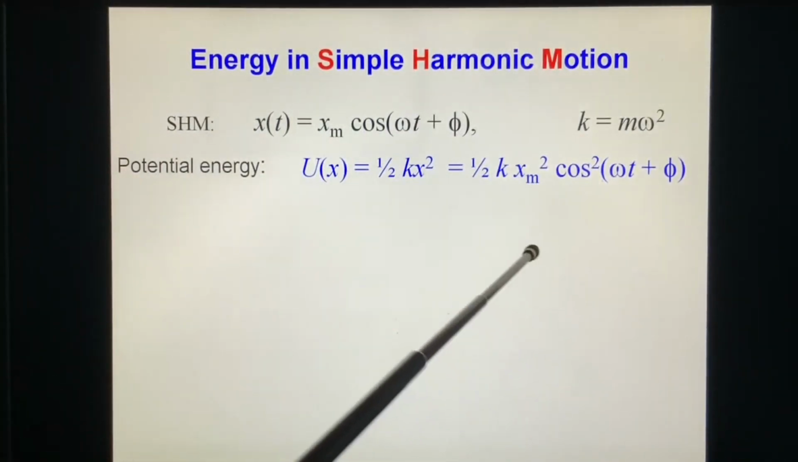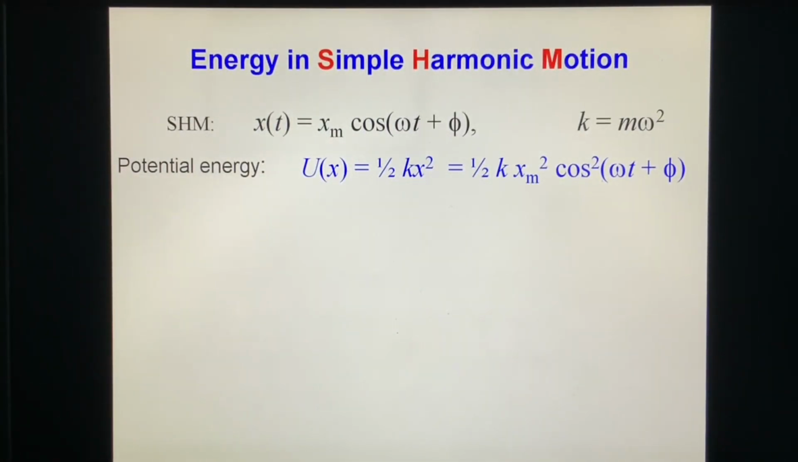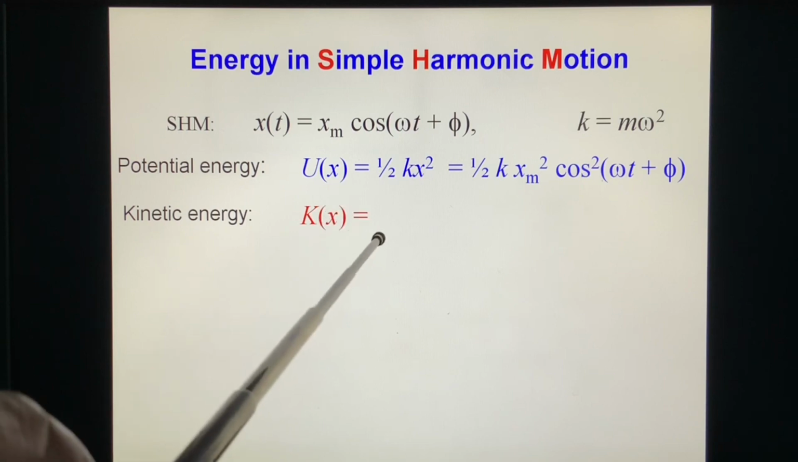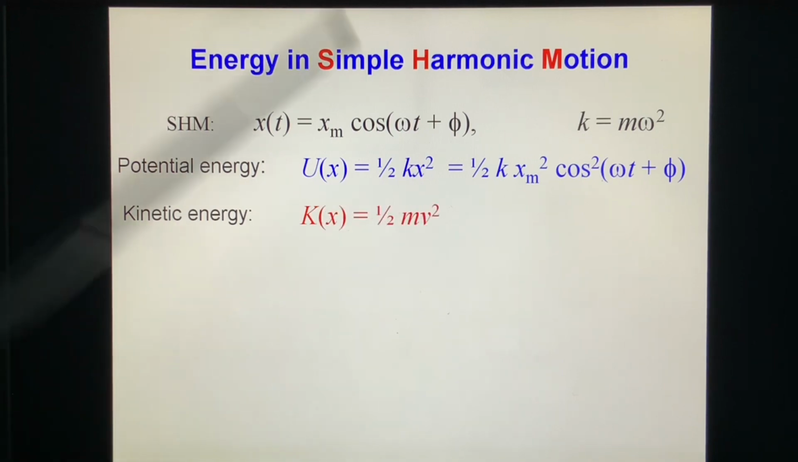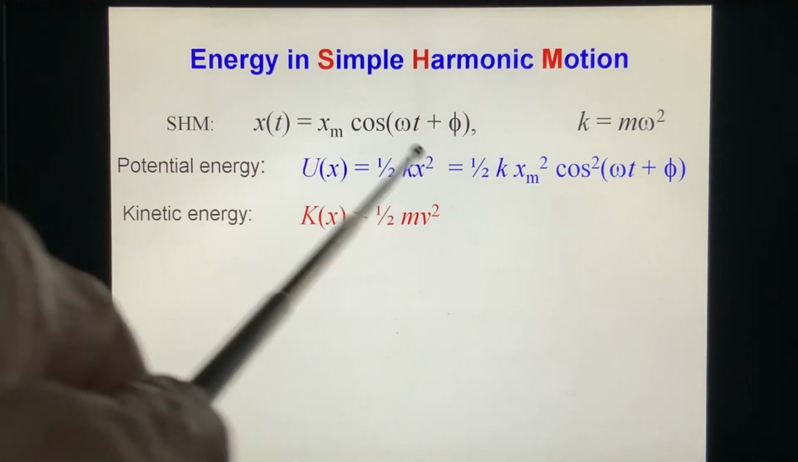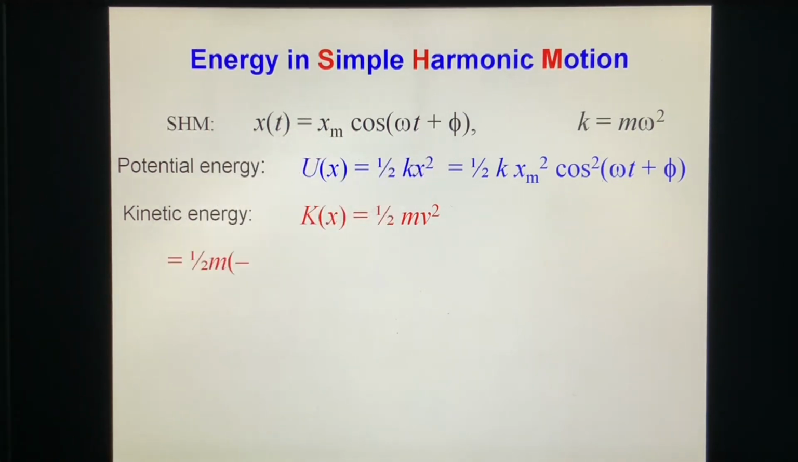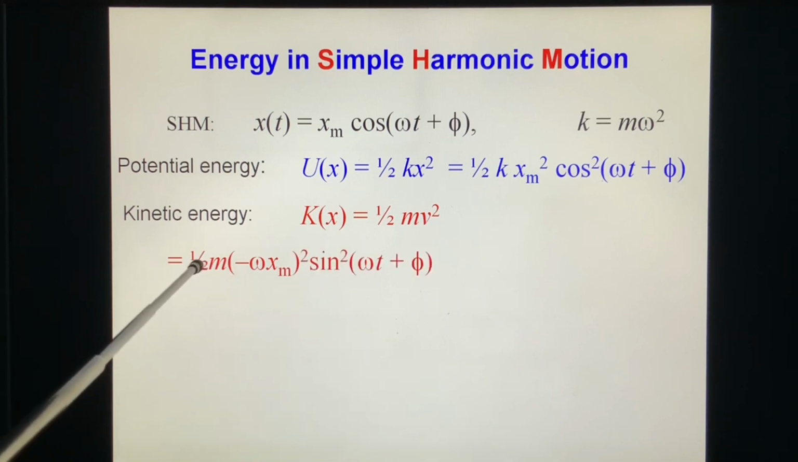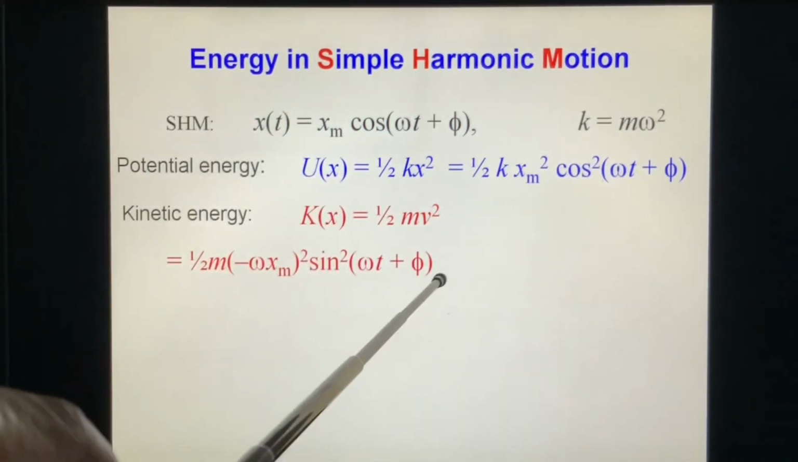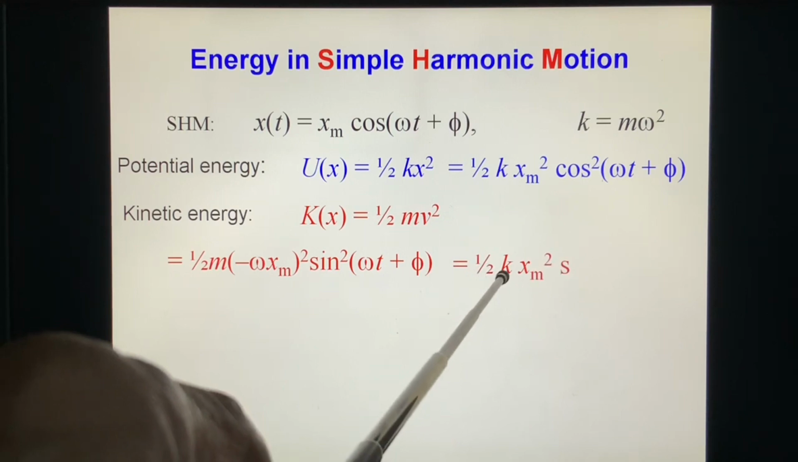And we know kinetic energy is half m v squared. V is the derivative of x, which equals minus omega x_m sine, right? So, okay, and we see this m omega squared. M omega squared is equal to k. So we can rewrite this as half k x_m squared.